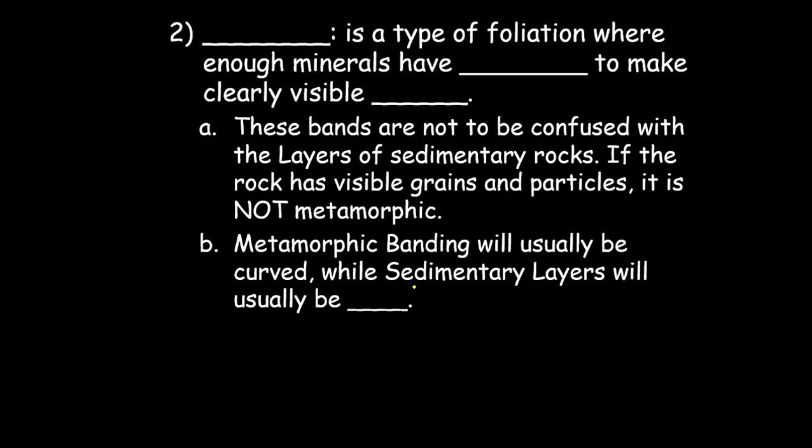Now there is a more extreme type of alignment or foliation, which is known as banding. With banding, this is where all of the minerals really line up and create bands or wavy lines in the rock. Banding can be confused with sedimentary layers. The biggest difference is you'll actually see the minerals. These will be shiny and sparkly. I always like to describe it as tiger stripes. So banding is a type of foliation where minerals have lined up to make clearly visible bands.